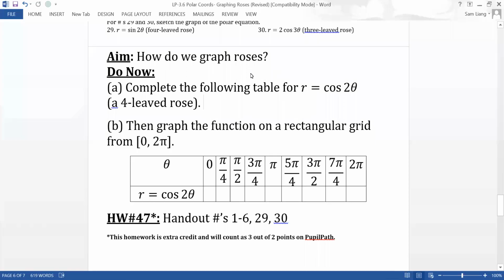All right, so hey everyone again. Today is the last type of polar graph that we're going to look at in detail. So our aim is how do we graph roses?